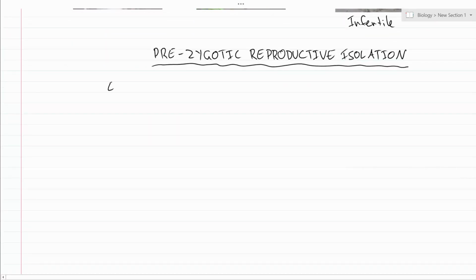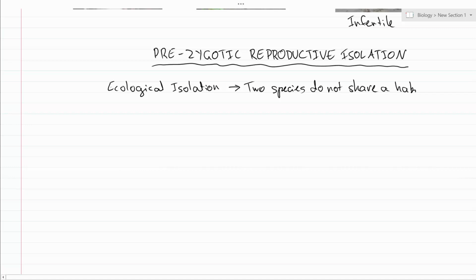The first of which we're going to look at is ecological isolation. Ecological isolation can come about because we might have two species that do not share a habitat, or even just a breeding ground. If they travel to locations to breed, these might be different locations. So in ecological reproductive isolation, the reason why two different species can't form a zygote or can't mate with one another is because they don't live in the same area. This could be because there's something blocking their ability to travel between one another, or it might just be a matter of distance perhaps.